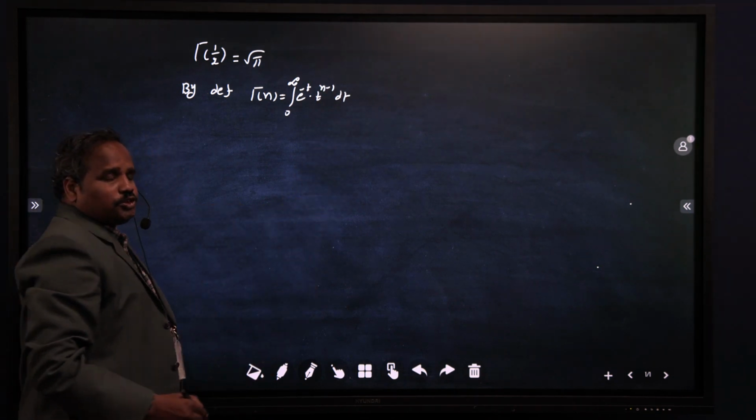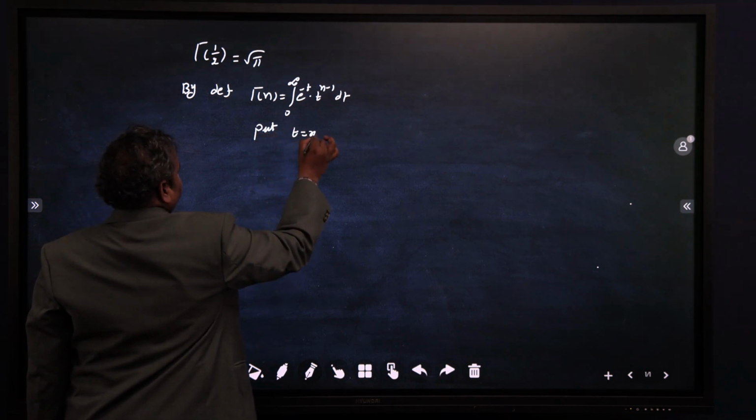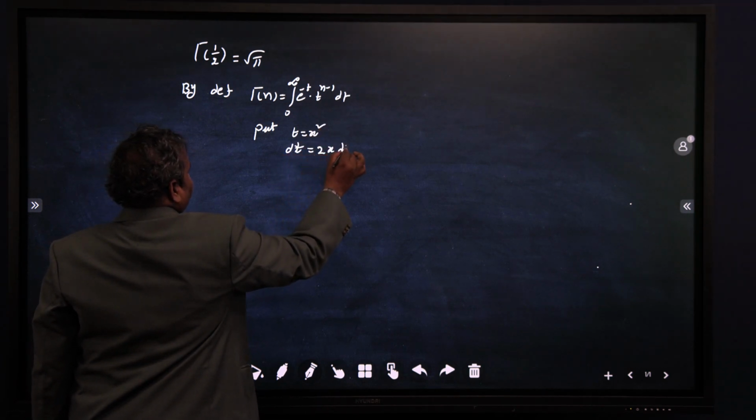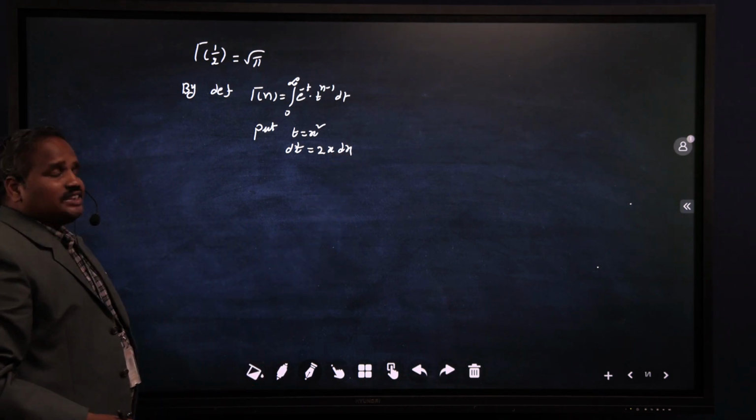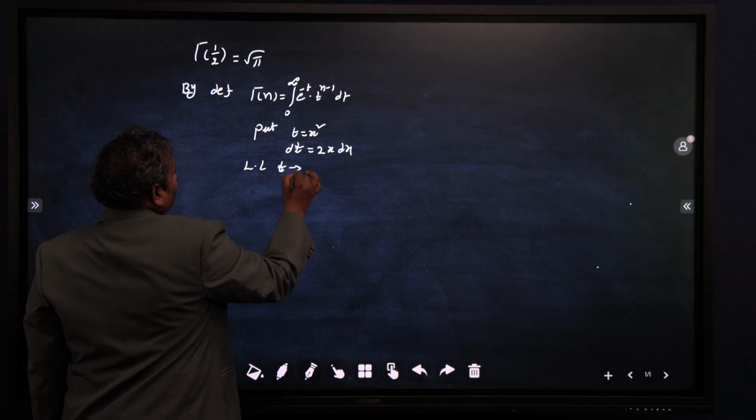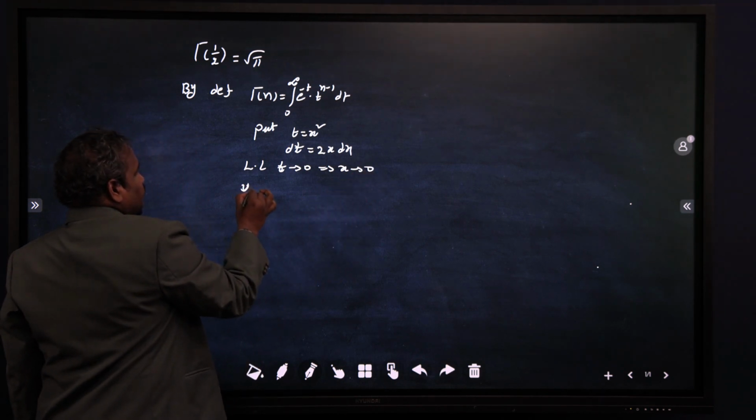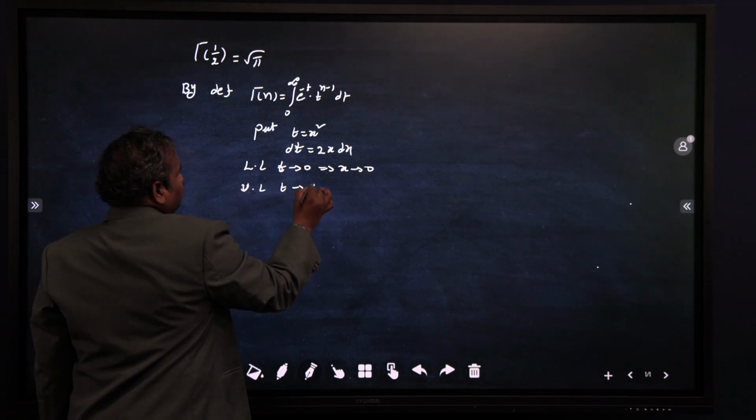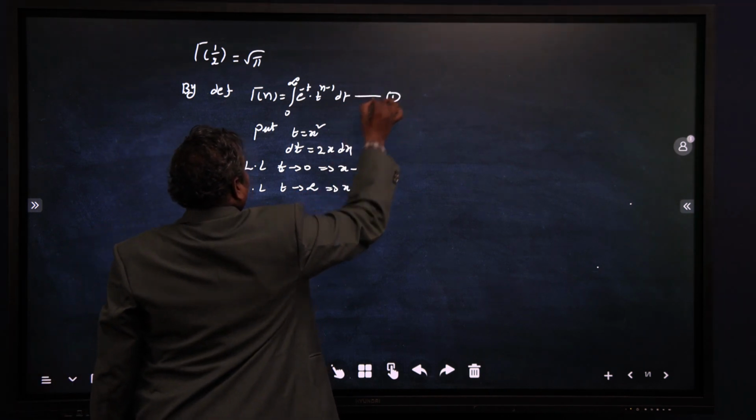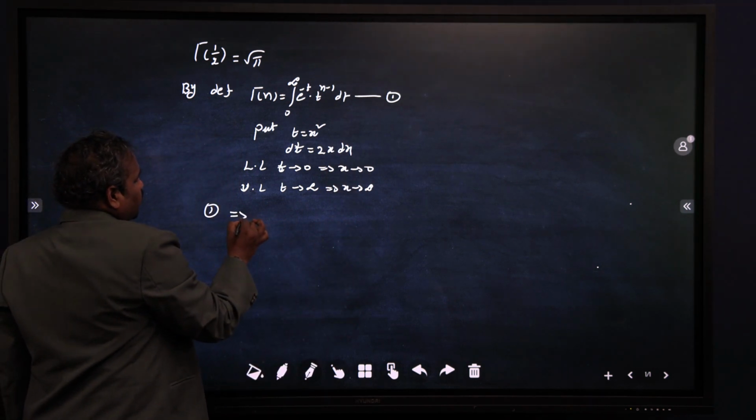We are using the substitution for this. t is equal to x square, so dt is equal to 2x dx. Change the limits also. t tends to 0 implies x tends to 0. t tends to infinity implies x tends to infinity. Let it be equation number 1. Substitute these all in equation number 1.